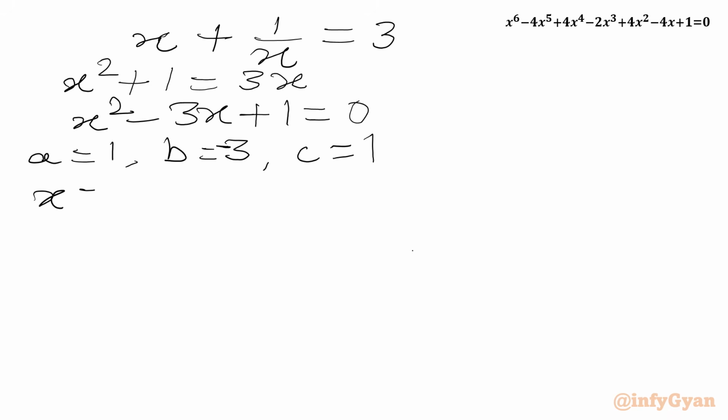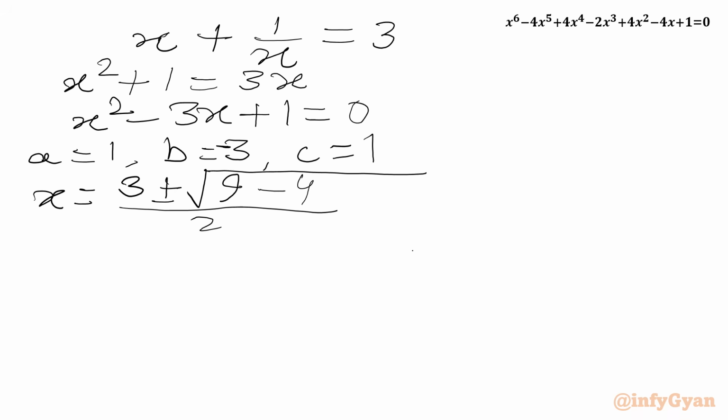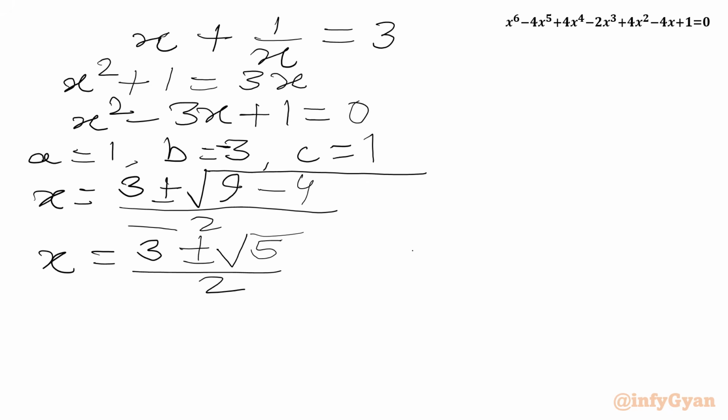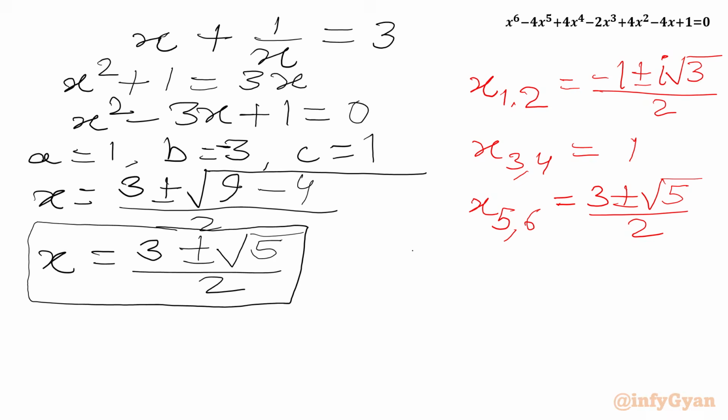So let's use quadratic formula. Minus B, we'll write minus of minus 3, which is plus 3, plus minus square root of B square, minus 3 square, 9, minus 4 times 1 times 1, minus 4, over 2 times 1, so 2. So we are going to get two real solutions from this equation. 3 plus minus square root 5 over 2. So we have 4 real solutions and 2 complex solutions in total. So if I will write here all the 6 solutions, let me write.